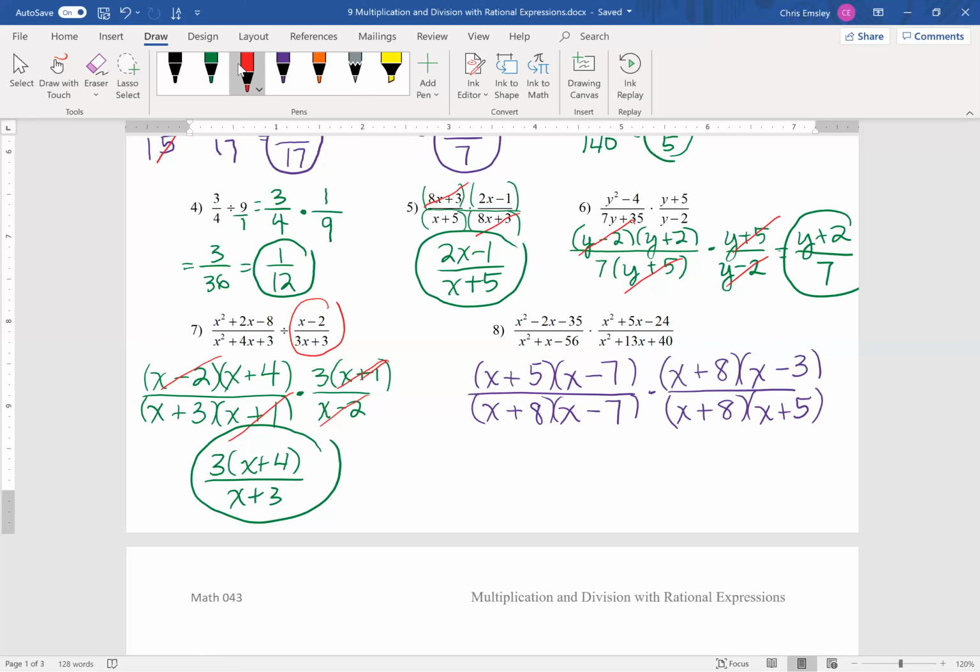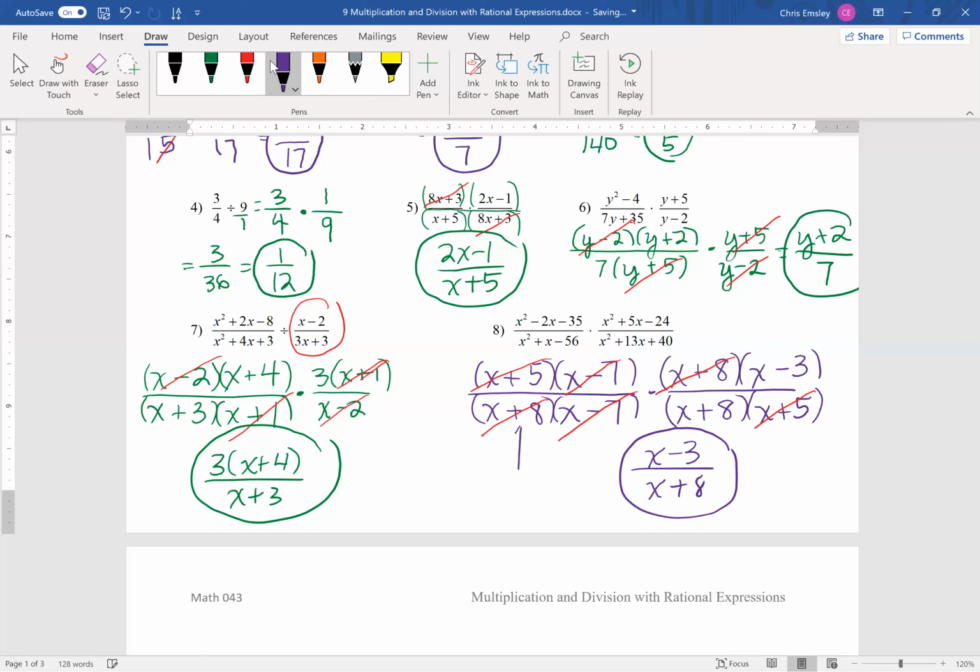Now comes the fun part. There's an x minus 7 and an x minus 7. There's an x plus 8 and an x plus 8. There's an x plus 5 and an x plus 5. So what's left behind is an x minus 3 on the top and an x plus 8 on the bottom.